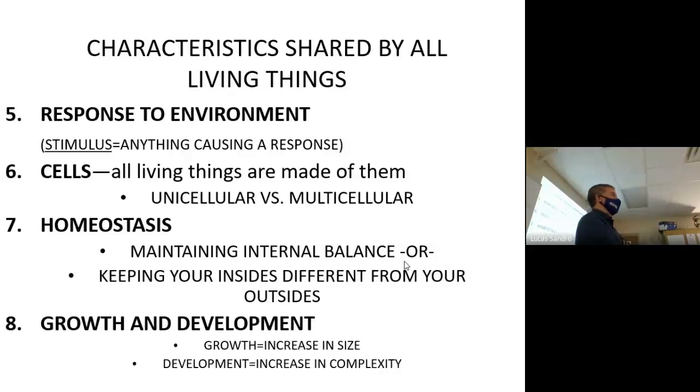Those are the big 8. Depending on which book you're looking at, they might call these slightly different things. They might subdivide them into more or fewer categories. But this is the basics. This is the list that we will use for the characteristics that every living thing has.